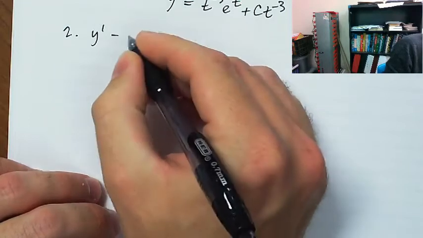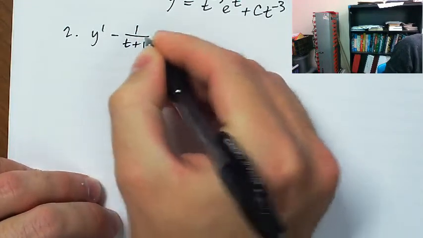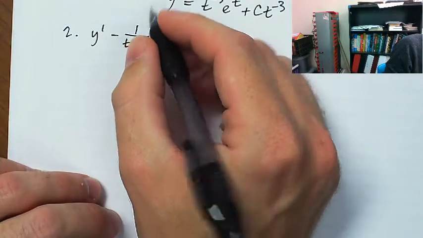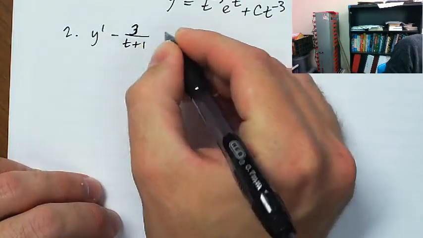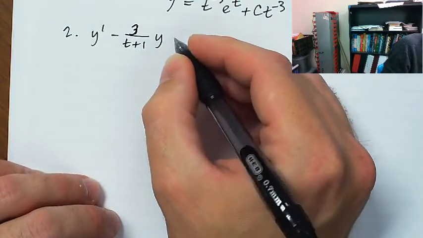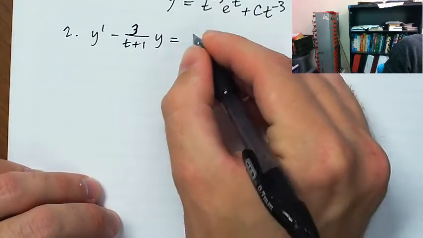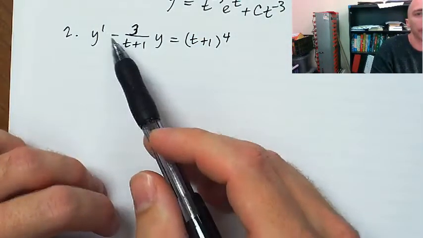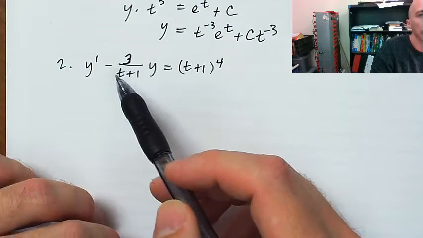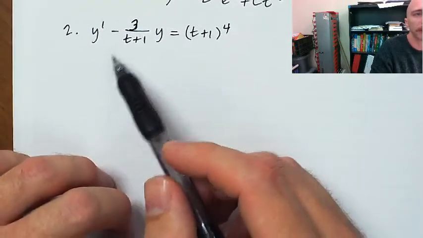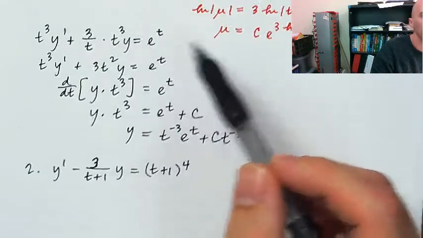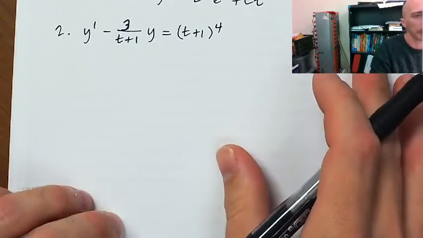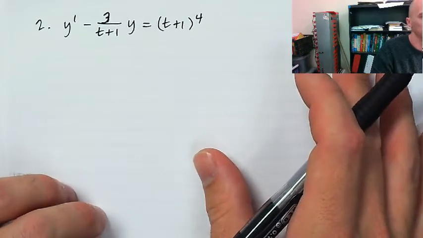Y prime minus 3 over t plus 1 times y is going to be equal to t plus 1 to the 4th. Okay, based on how the last one went, I'm not sure what's going to happen with that negative. If it's going to kick it back up, or it's going to make it e to the negative 3 or something. I don't know.